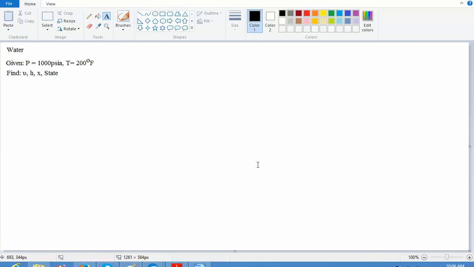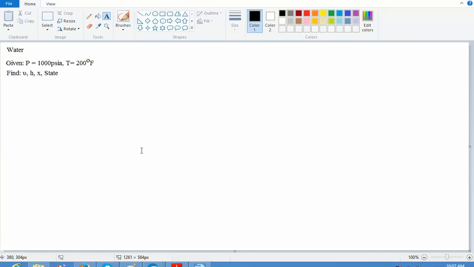This is Samaj. Welcome to part 3 of how to solve for missing properties of a liquid, thermodynamics edition. For this problem, we are given a pressure of 1000 psi and a temperature of 200 degrees Fahrenheit, and we are trying to find the specific volume, the enthalpy, the quality, and the state of water, which is the liquid that we're given. So let's go.